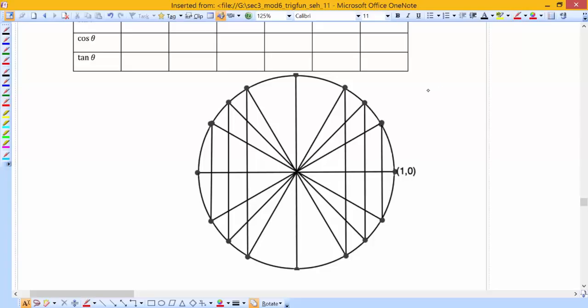Fill in degrees, radians, and your cosine and your sine, your x and your y. Fill those in. That is our unit circle now. Take the time. Practice. Please practice your unit circle.